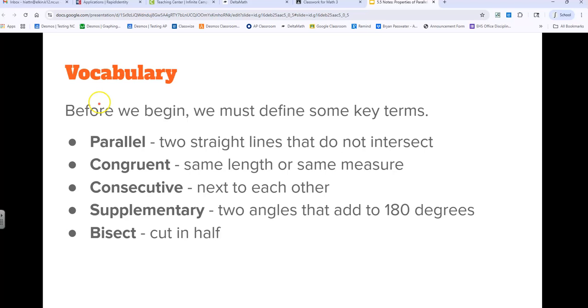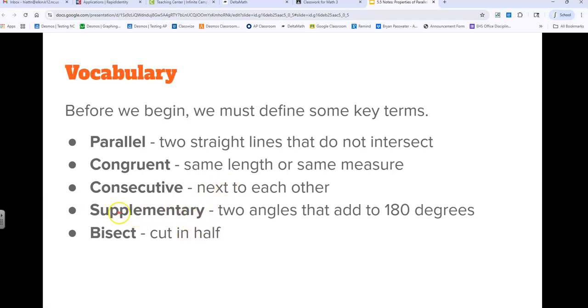So, a few pieces of vocabulary. Parallel means that you've got two straight lines that do not intersect. These should all be review. Congruent means the same length or same measure. Consecutive means next to each other.